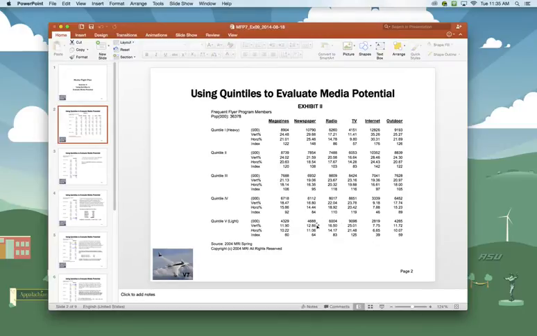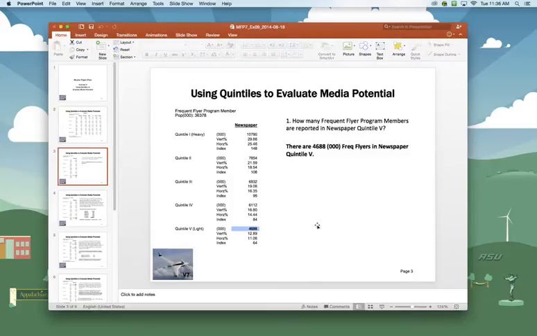So we're looking over here, and we notice that our sample population for members is pretty easy. We're just reading this. In fact, this answers questions 1 and 2 just by looking at this little area right here. You can see the answers here. Quintile 5, light, there are 4,688. Again, this is in 1,000s, so you would multiply it by 1,000 to get your actual number. But this is the number you're looking for.